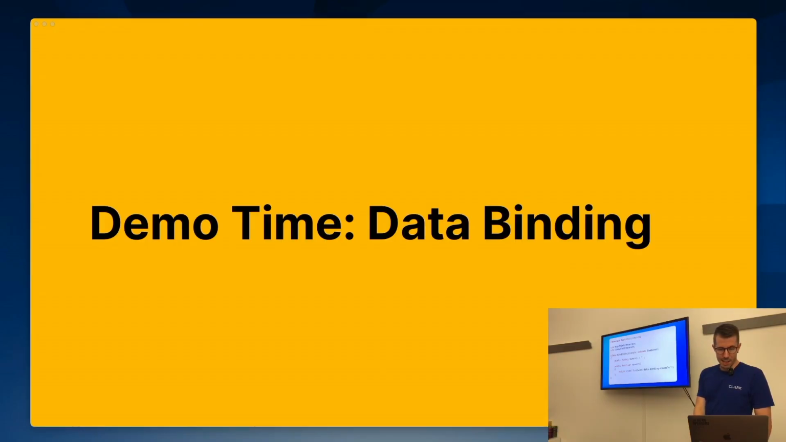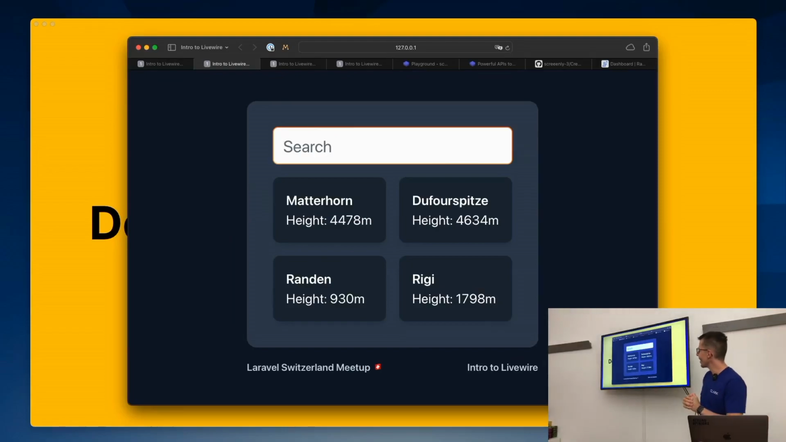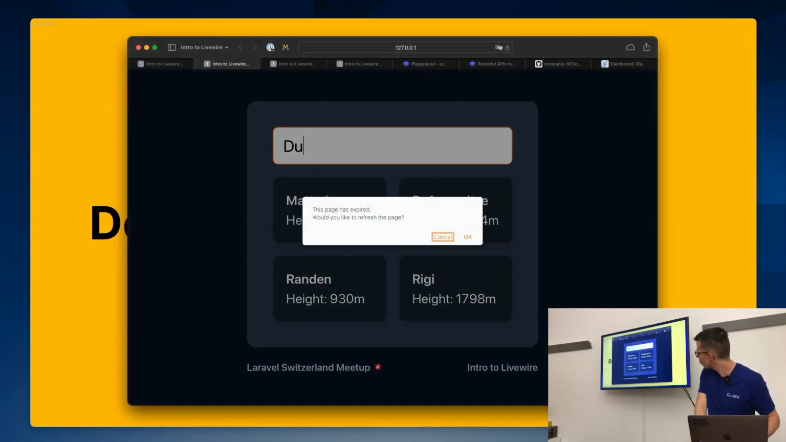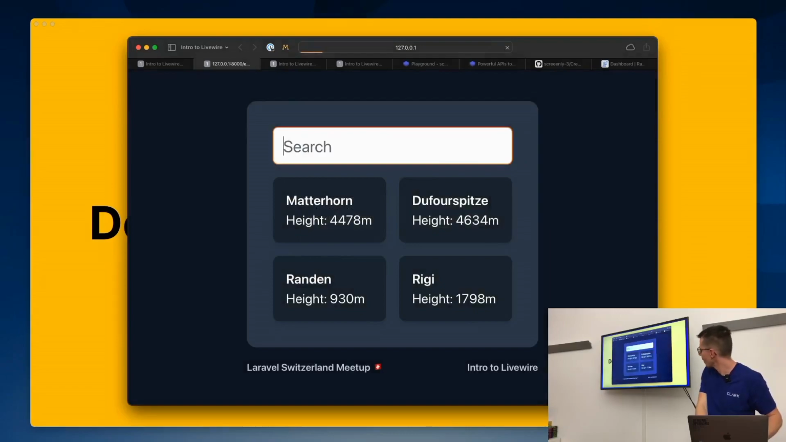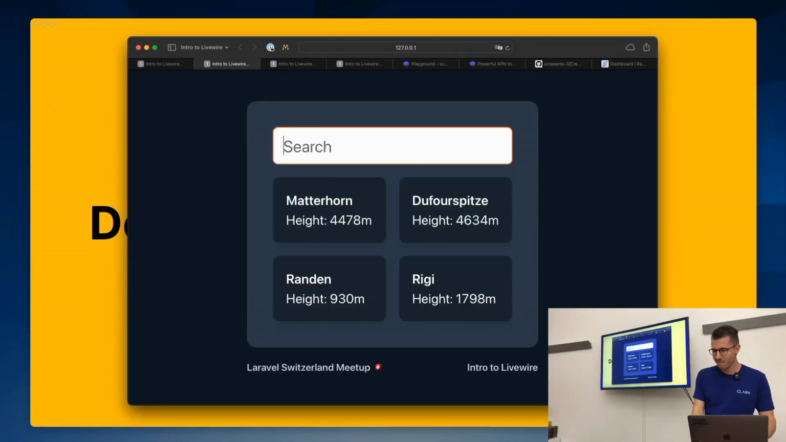And again, I built a little demo for this. Yay, demo time. With 4 mountains from Switzerland and a search input. And I can just simply type something in here, like, yeah, page expired. And it searches the values. Pretty easy and very, very not JavaScript heavy for me. I really like PHP, so this is really cool for me. I can build something like this, which is very dynamic without writing any API endpoints or JavaScript. Very cool.